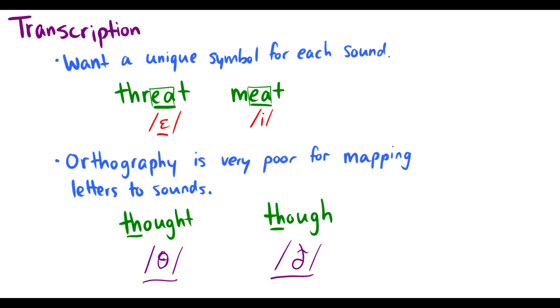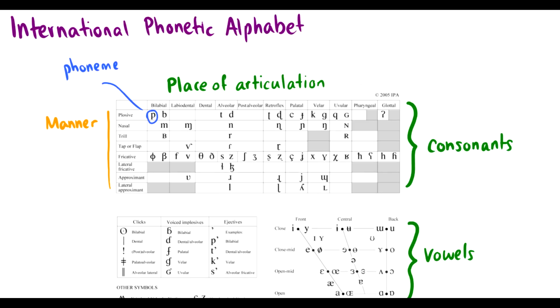That's the only difference between these two sounds. But there is a distinction to be made there, and it's important that our phonetic alphabet and our transcriptions show the difference. Okay, so what is this phonetic alphabet I'm talking about? This is the International Phonetic Alphabet right here. So what does it show?